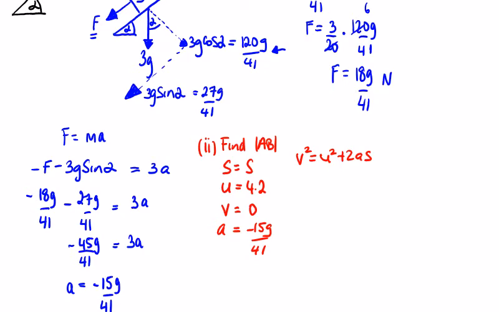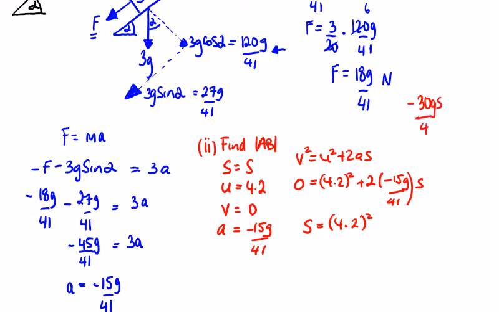So we apply these variables to the formula. 0 is equal to 4.2 squared plus twice acceleration, minus 15g over 41, times s. So if we simplify this down, we're going to get s to be, you're just going to type into your calculator, 4.2 squared and then multiplied by 41 divided by 30. So maybe I'll just write that out, 4.2 squared. So you're imagining the minus 30g over 41 is equal to 4.2 squared.